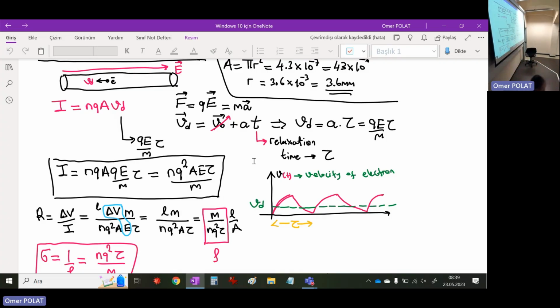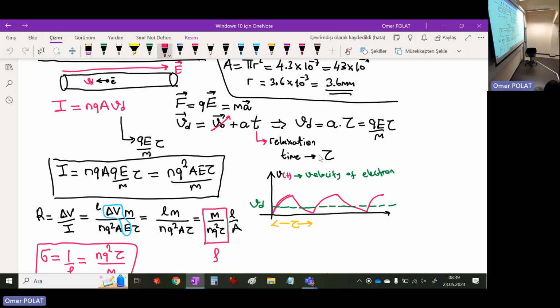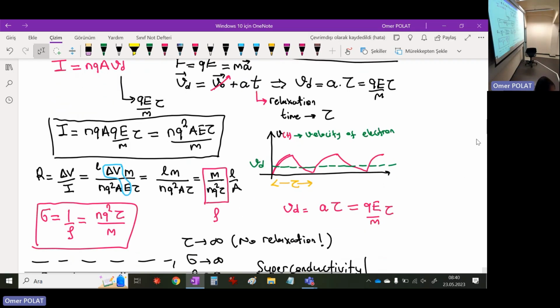Let me give one example. Let's say we apply a field here. So what is the equation? Drift velocity: acceleration and relaxation time we multiply. So QE over M is my acceleration. QE over M, my acceleration. Let's apply 1 Newton per coulomb.